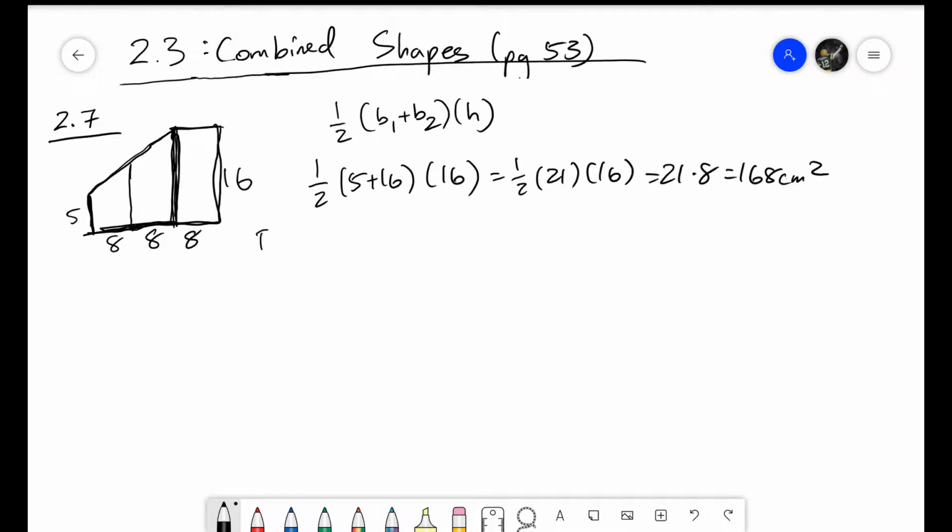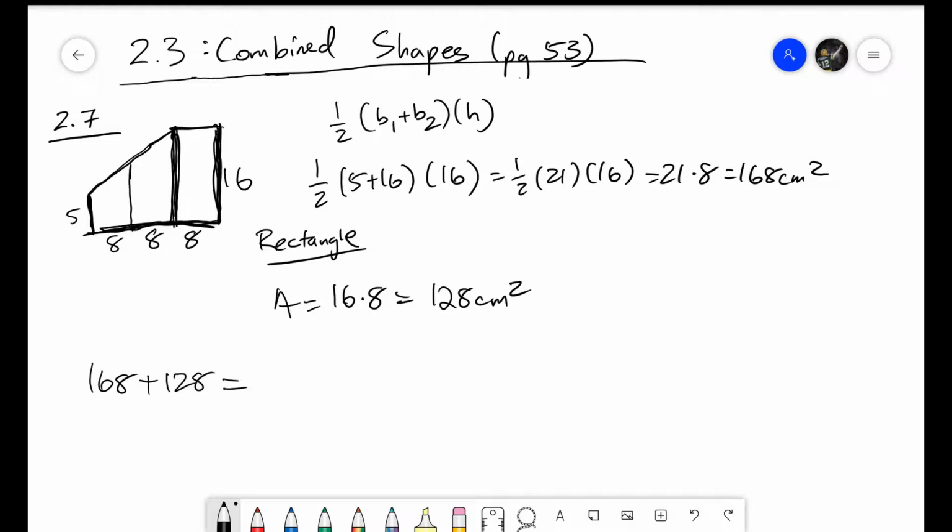Now to find the area of the rectangle. This side length of the rectangle measures 16 centimeters and this side measures 8 centimeters. Therefore, the area is equal to 16 times 8, which is equal to 128 centimeters squared. Therefore, to find the area of the entire shape, you add 168 plus 128, which is equal to 296 centimeters squared.